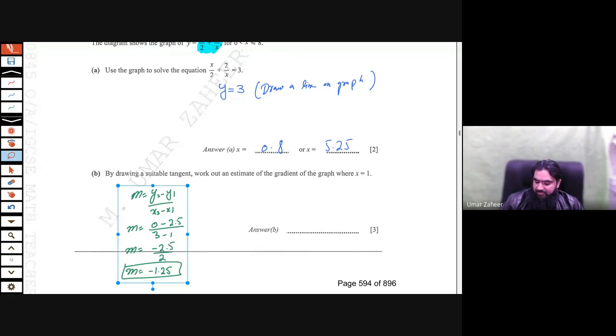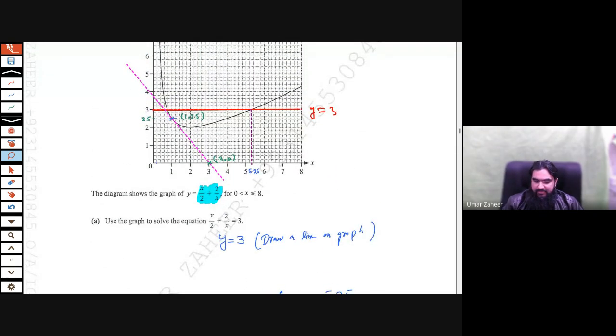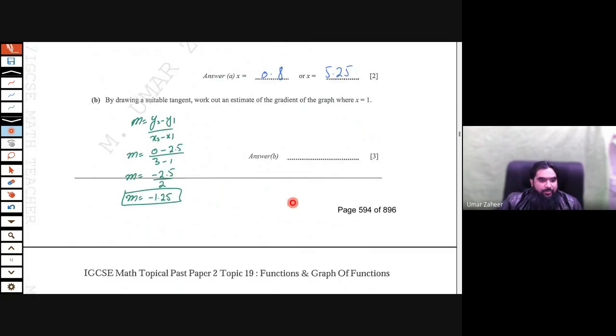So this is how you have to find the gradient. You just have to draw the line, and after that you have to just choose 2 points. One is itself, and you have to pick any suitable second one. You will get the answer. I'm going to show you the marking scheme as well, so you will get the idea how you will get the answer in the mark scheme.